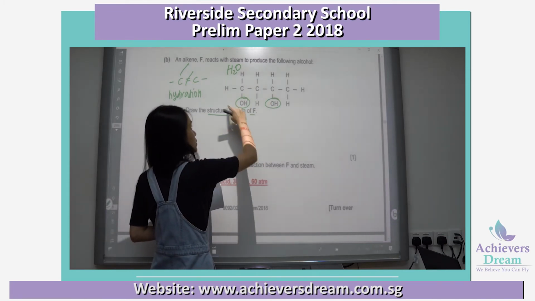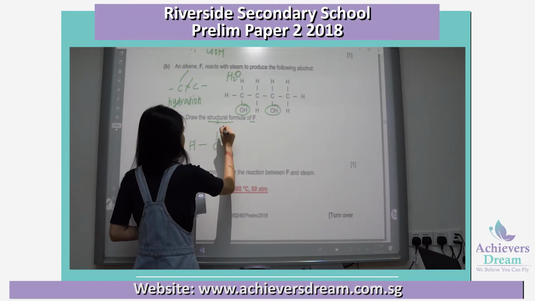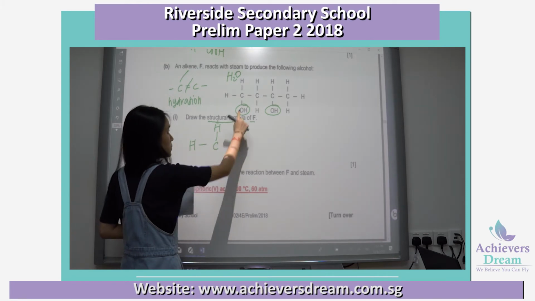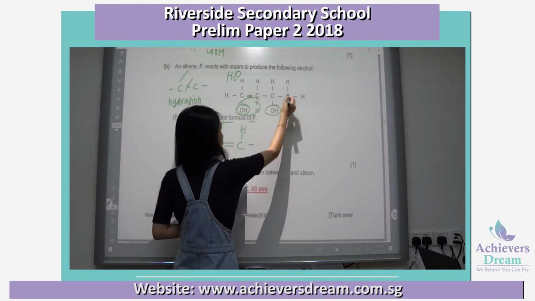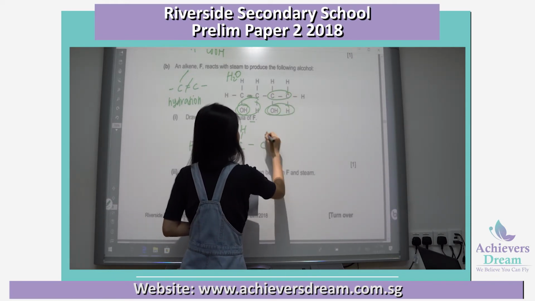So what happens between this part? It means that, where will your C=C double bond be? It will be between these two. So there will be a double bond here, because we have an OH and an H.